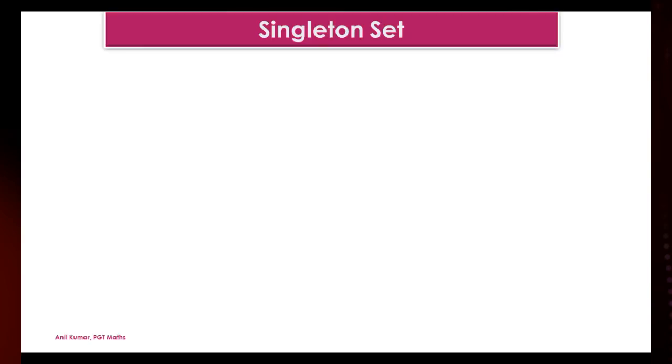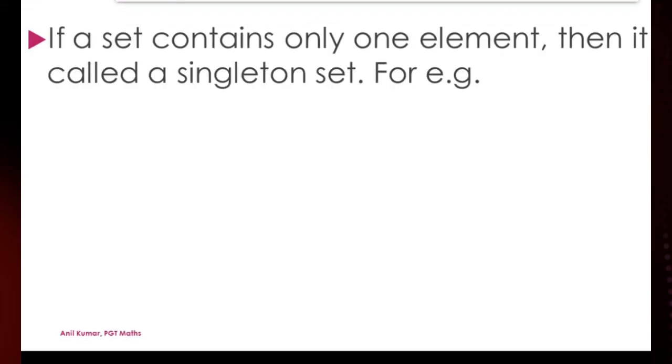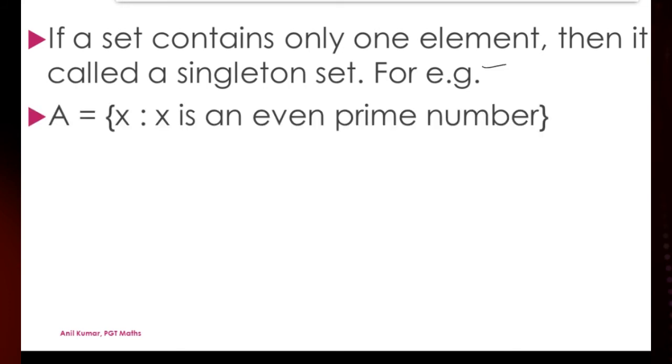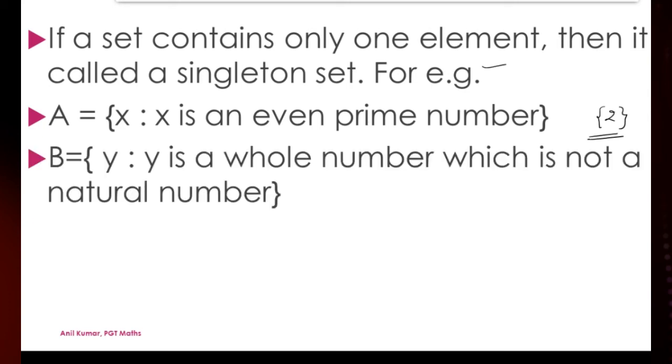Singleton set. What is a singleton set? As the name says, singleton means a set having only one element, a single element. If the set contains only one element, then it is called a singleton set. For example, X is an even prime number. As we discussed earlier, the even prime number is 2. So only one element is there. So it's an example of a singleton set.